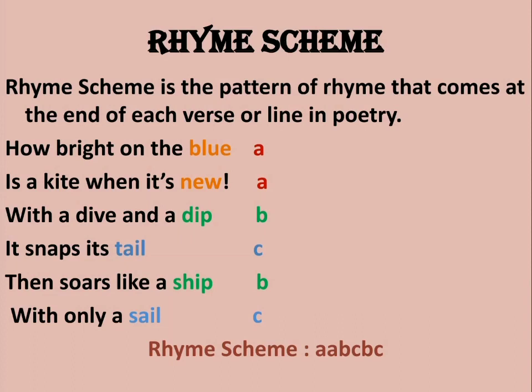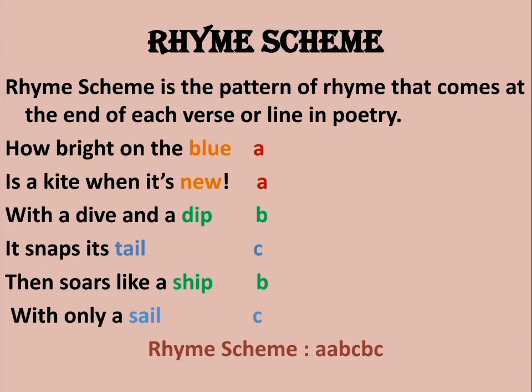Next we'll see the third line. With a dive and a dip. So dip, is it rhyming with the other two words? Is the sound the same? No. So we'll give the next letter, that is B. It snaps its tail. So tail, is it rhyming with blue, new, dip? No. So we'll give another alphabet, that is C. Then soars like a ship. Ship, is it rhyming with any of the words? Yes, it is rhyming with dip.